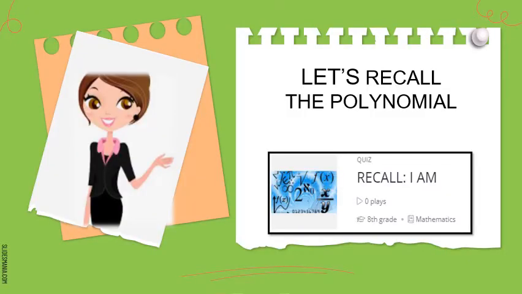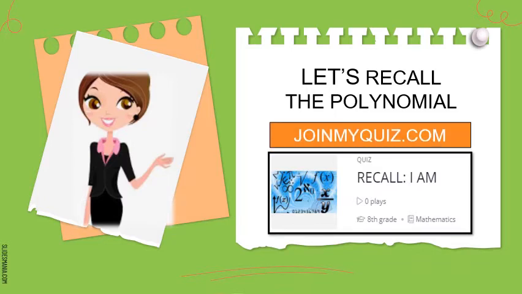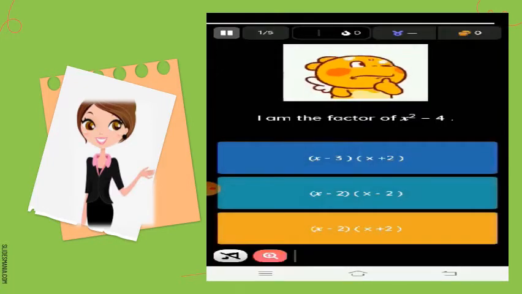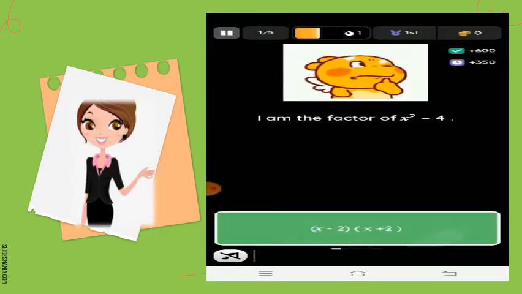Now, let's recall the polynomials, right? Join myquiz.com. You have to enter the code, and then just a recall: how to factor the polynomial. You have to enter the code and start with this. Wow, having background music. I am the factor of x squared negative 4. So our answer here is that one.